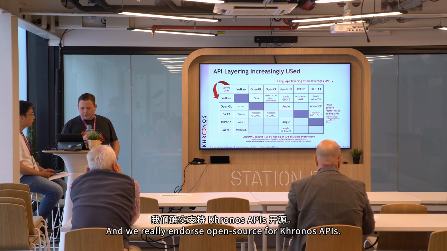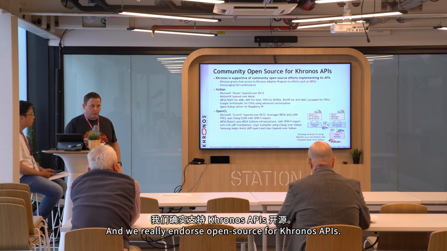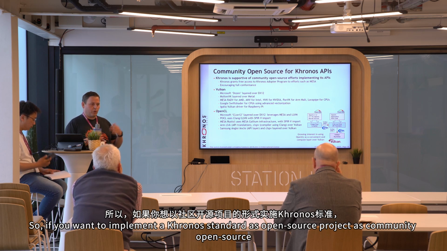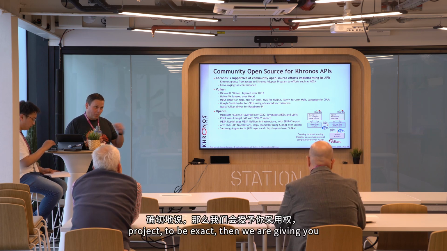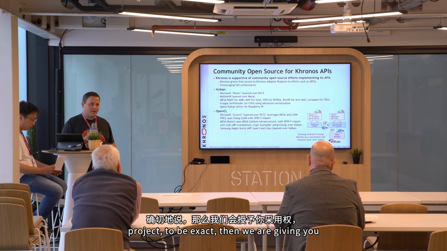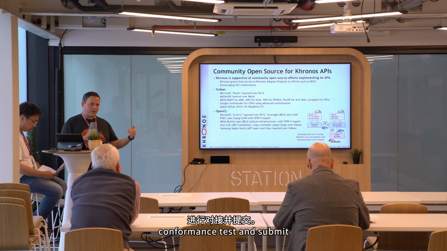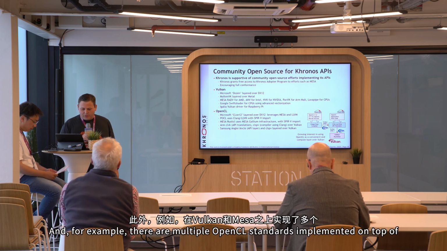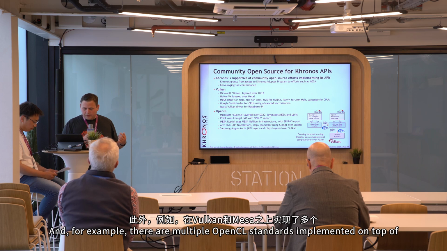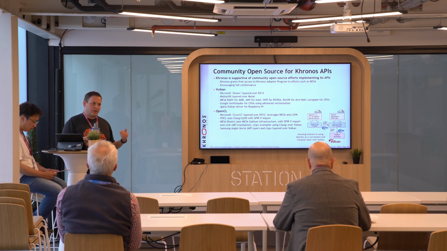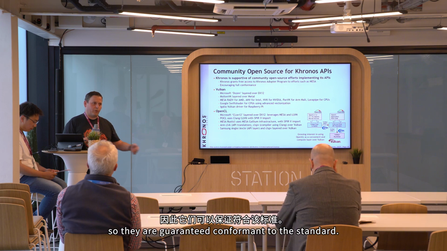And we really endorse open source for Khronos APIs. So if you want to implement a Khronos standard as an open source project, as a community open source project to be exact, then we are giving you an adopter ship so that you can run your open source implementation against the Khronos conformance test and submit it. And for example, there are multiple OpenCL implementations on top of Vulkan and Mesa, and those projects have CTS conformance tests, so they are guaranteed conformant to the standard.